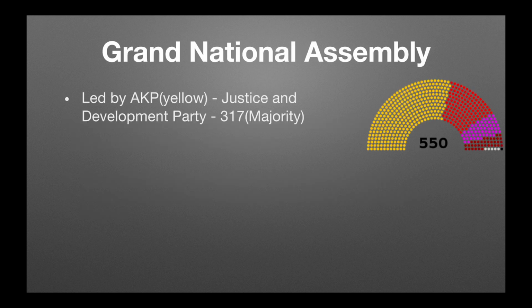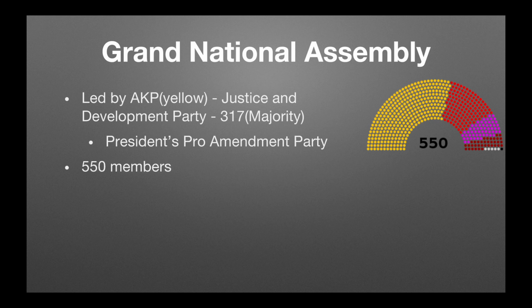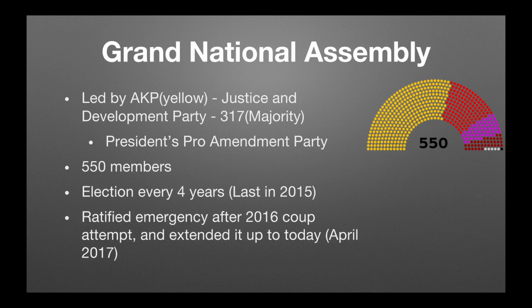It is led by the AKP, which is the president's pro-referendum party, which means they support the Yes campaign, and the assembly has 550 seats. Elections happen every 4 years, and this is just a trailer of the current politics. We'll get to more of this later.